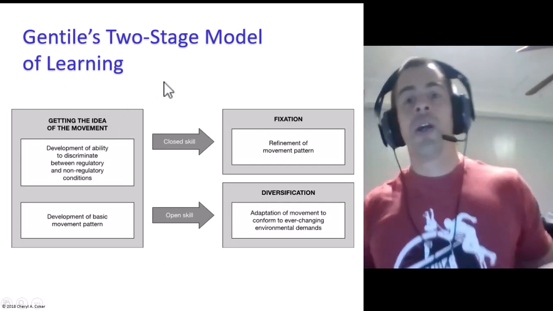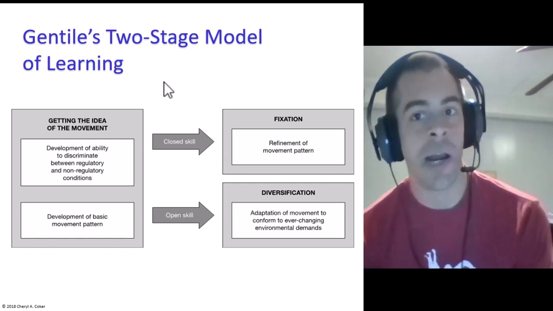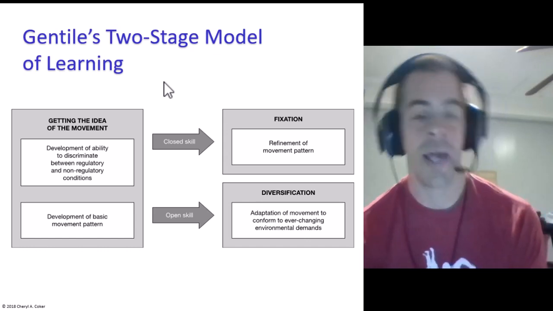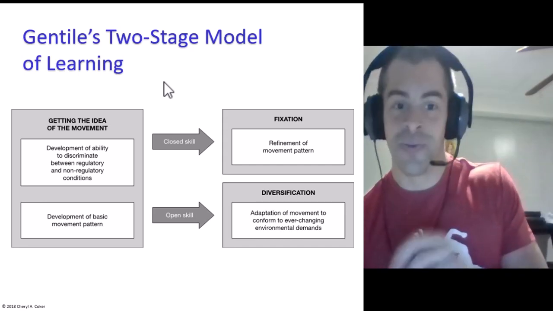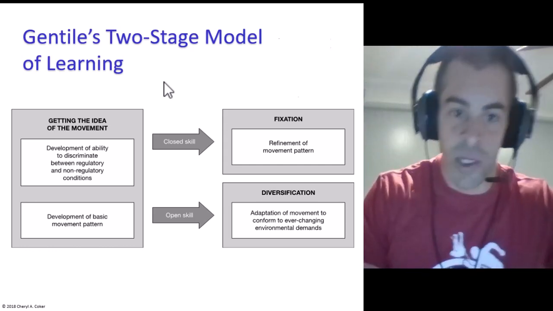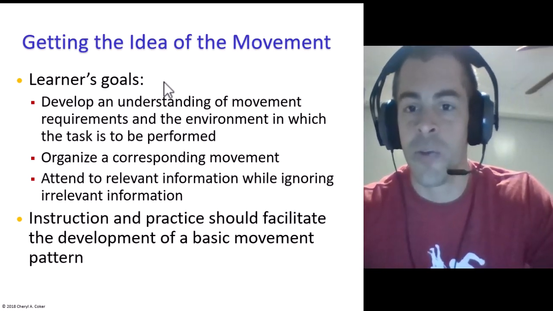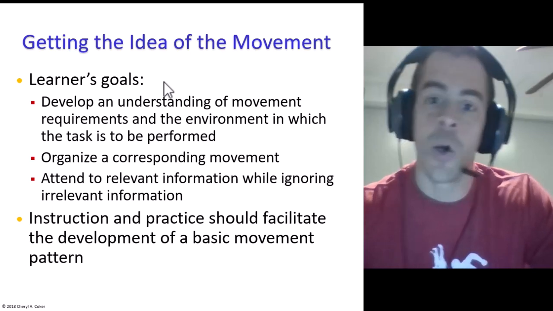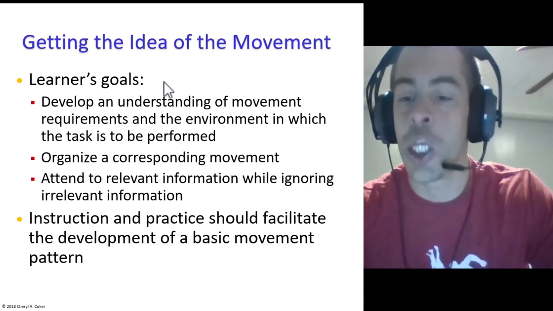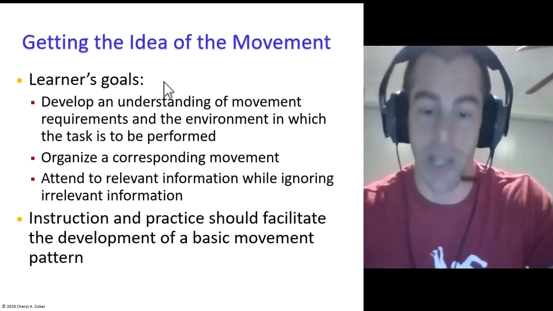All right, so now we're moving on to Gentile's 2-stage learning model. There are some similarities, but there are some key distinct differences as well. What you'll see is the 2-stage model has the getting the idea of the movement stage, which has 2 different pieces, and then there's the fixation and diversification stage. So let's move on to the first stage, where the goal is to develop an understanding of the movement and its requirements, organize a corresponding movement, and attend to relevant regulatory cues versus irregulatory cues, like distractions, things that don't really matter.